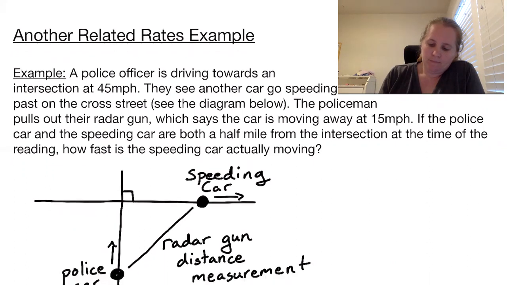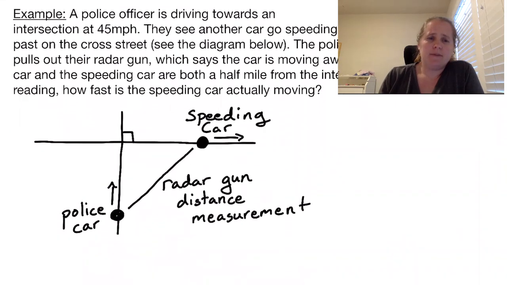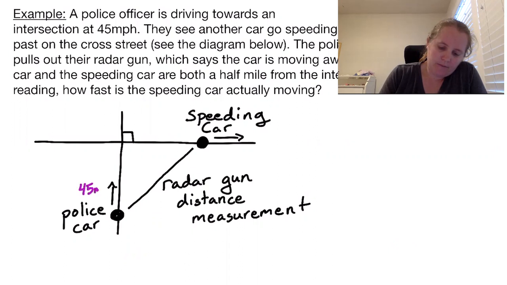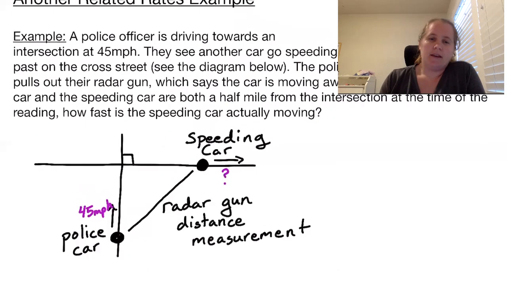So here we have our little diagram, right? So the police car is going at a constant 45 miles per hour towards the intersection. The speeding car is heading away from the intersection. We're trying to figure out how fast it's moving away. And then the way the radar gun reads is going to be how fast this distance is changing.